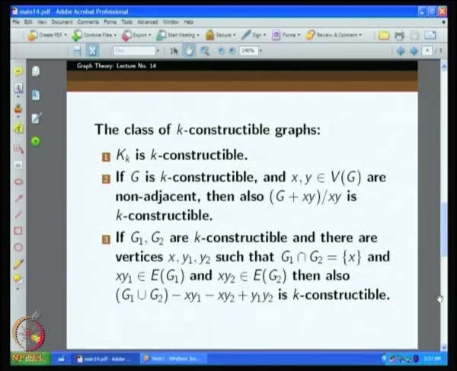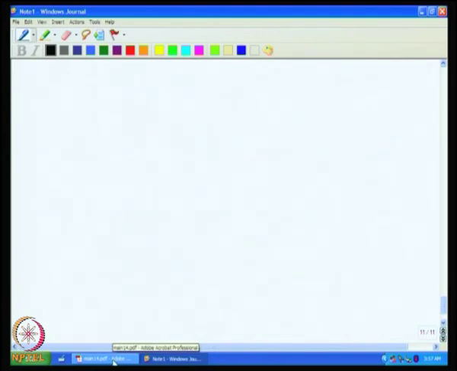So now the final thing today is something about k constructible graphs. So what is a k constructible graph? Like in the connectivity case, we said all 3 connected graphs can be constructed in this way. Is it possible that for all k chromatic graphs there is some such construction?